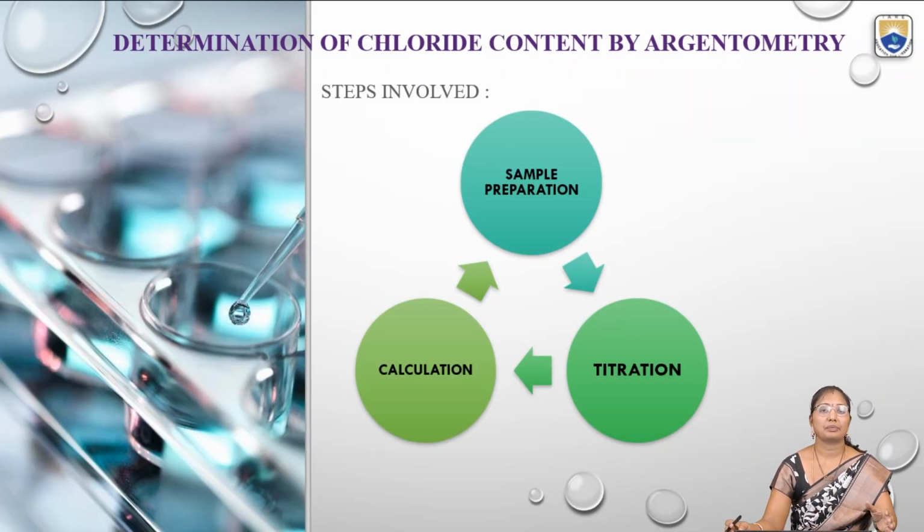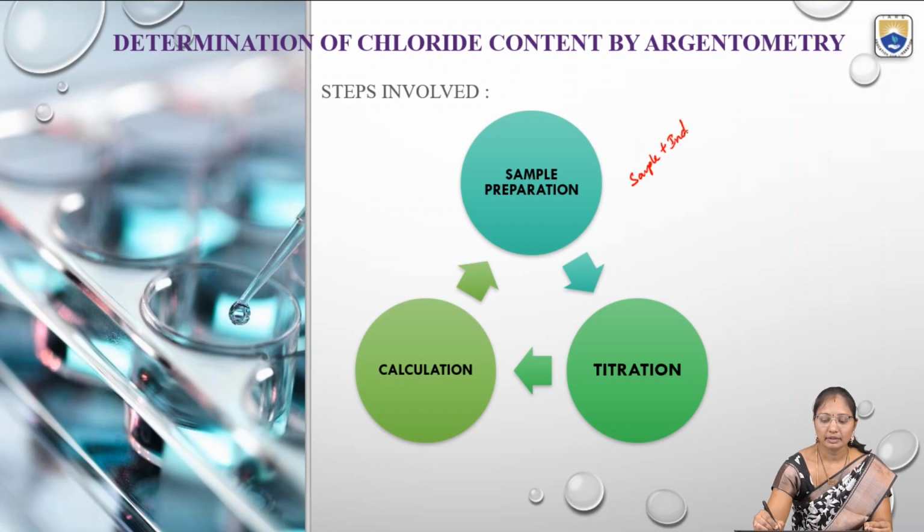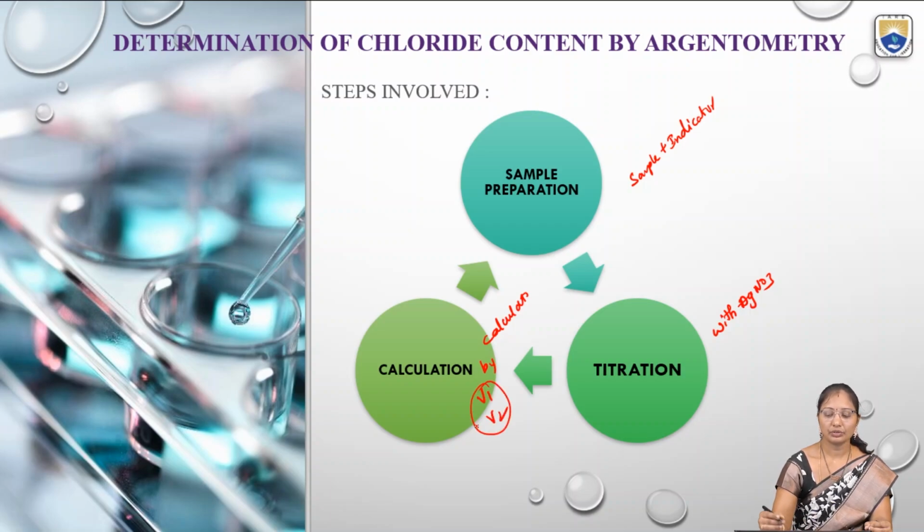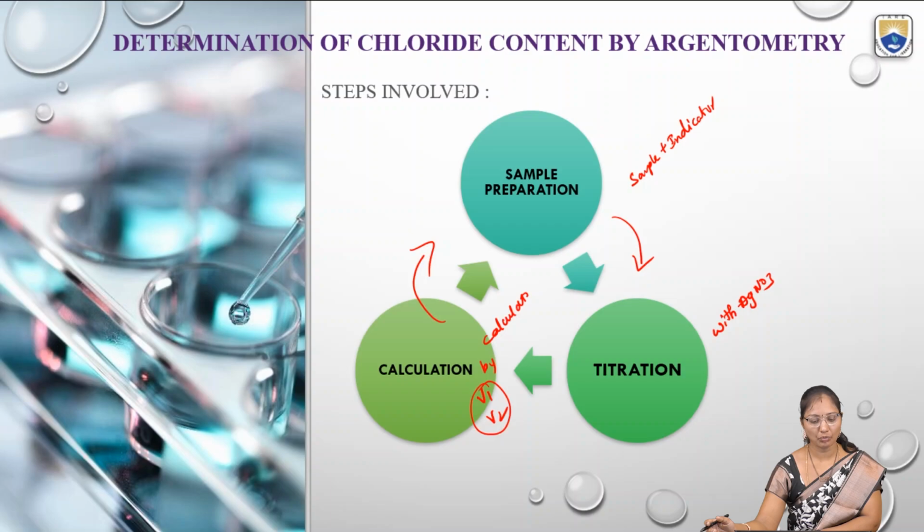So, what are the steps involved? The simple steps: first is sample preparation by adding the sample with indicator, then titration with AgNO3, then calculation by finding V1 and V2. So, this is the simple procedure: sample preparation, titration, then calculation. This way we can find out the chloride content in water.